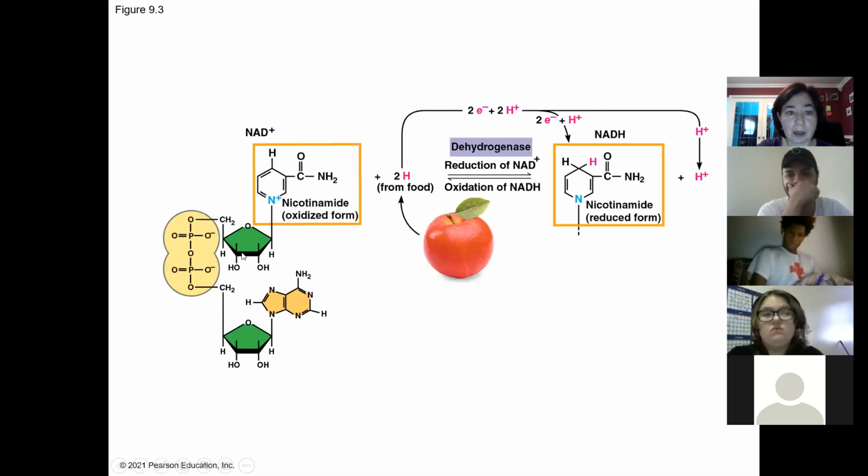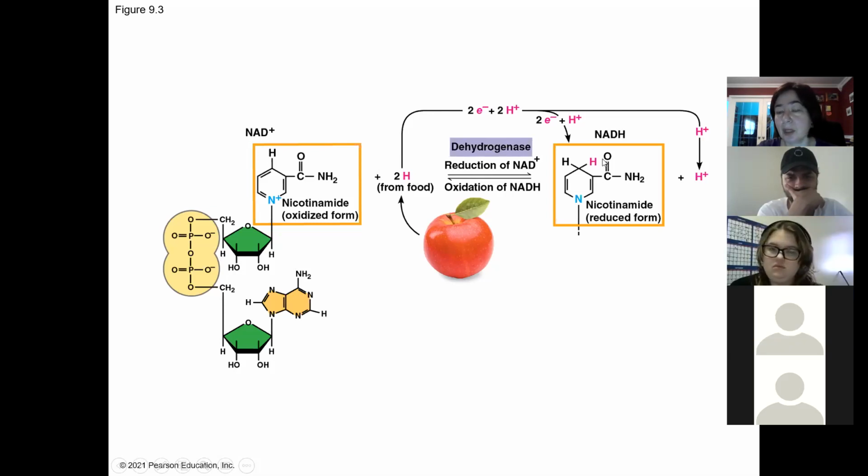So what you can see here is, one more time, you see this is our NAD+, right? It picks up two hydrogen atoms from food, right? So an enzyme called dehydrogenase moves them to the NAD plus molecule and it turns to NADH plus a hydrogen ion, okay? NAD plus, plus two hydrogen atoms. NAD plus will pick up two electrons, right? One hydrogen proton, and here's another hydrogen proton.